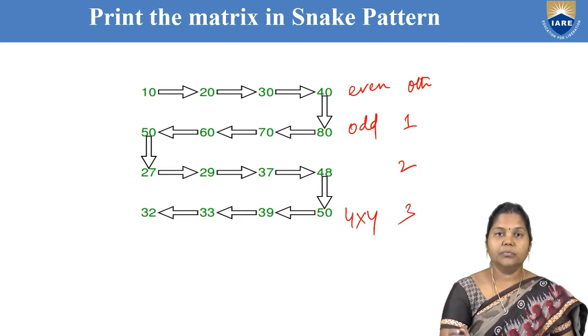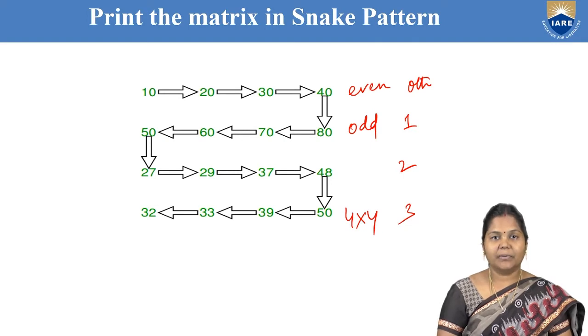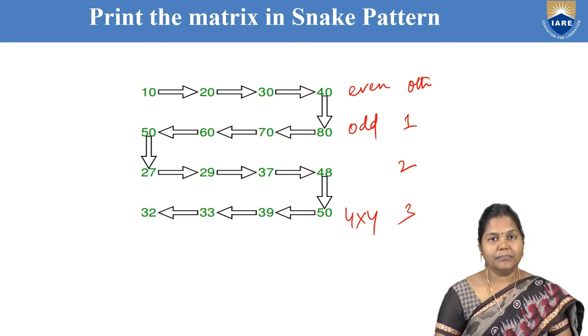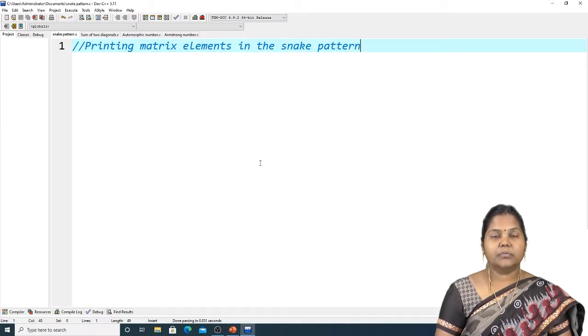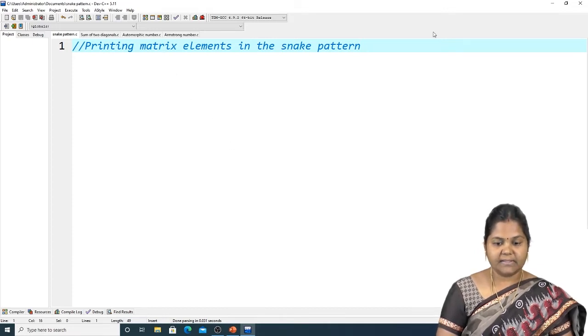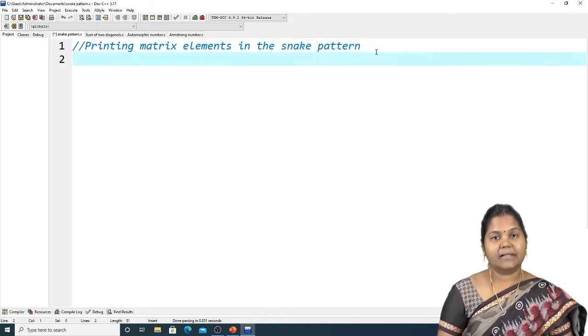So how will you display the elements using this pattern from even row and odd row? For that, let us do this problem. Let us go for how to do this problem. Now let us move on to our Dev C++ compiler. Now let us start how to print the matrix content.